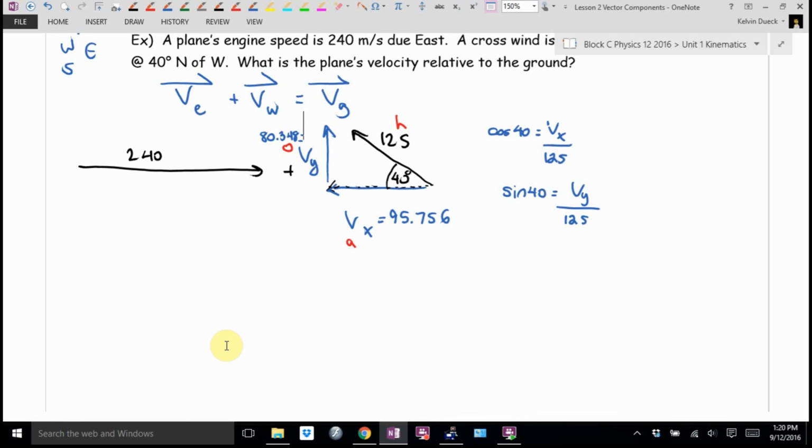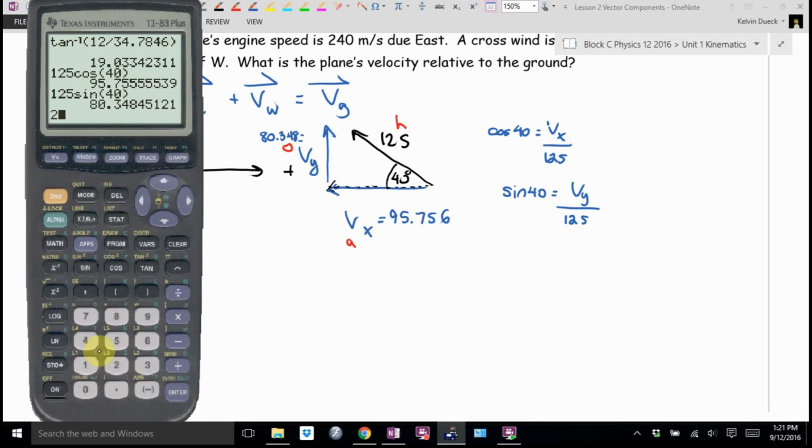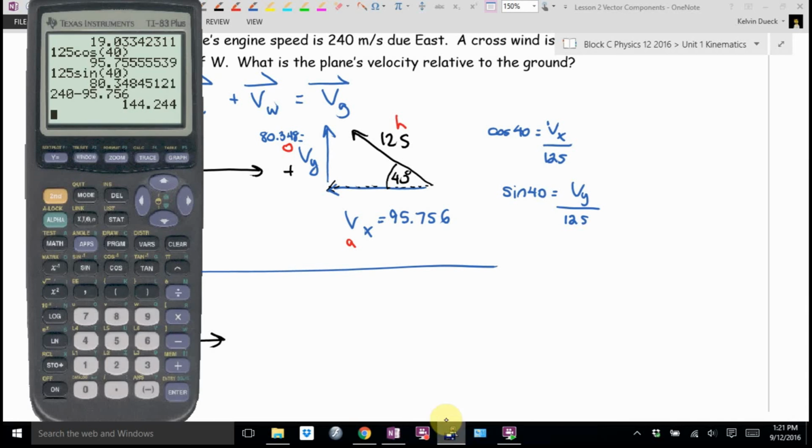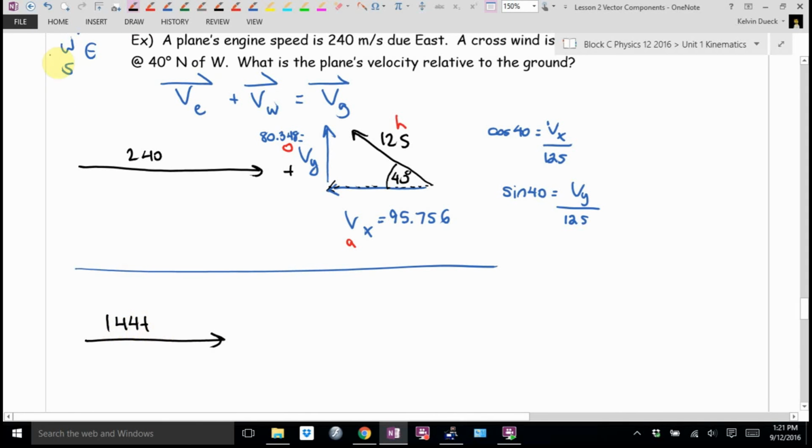I think I can add these two together pretty easily, except are they in the same direction? I'll go winner minus loser. So it's going to be 240 take away 95.756. I get 144.244. Which way? East. So now I can change this question into 144.244 plus 80.348.